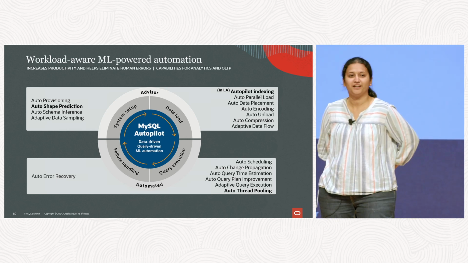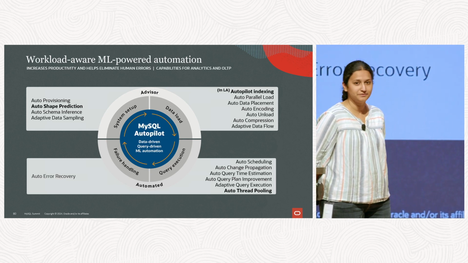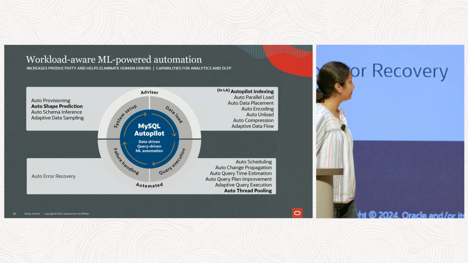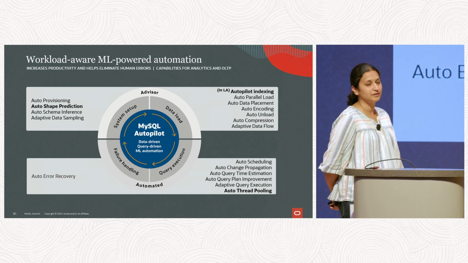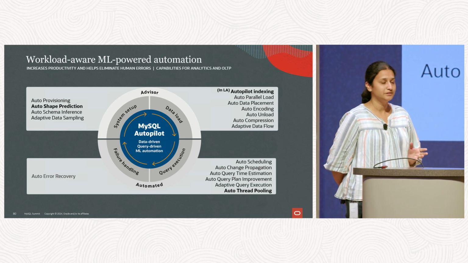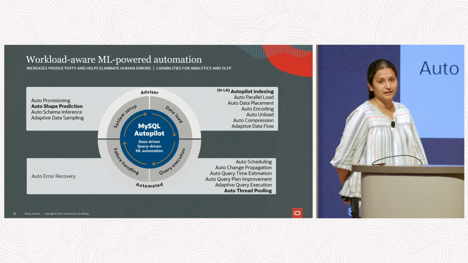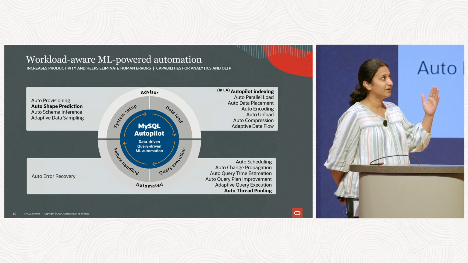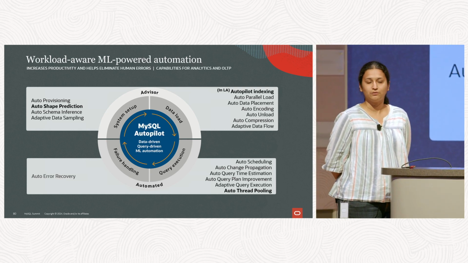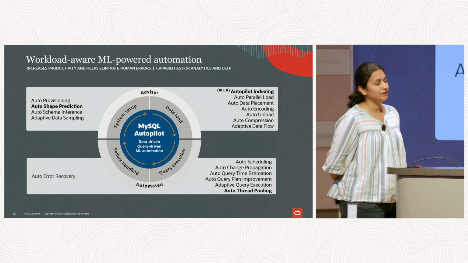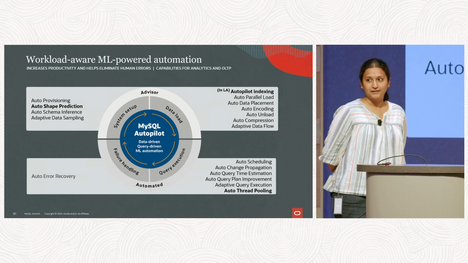Thanks, Mike. Hi, everyone. My name is Urvashi, and I'm part of the MySQL Autopilot team. MySQL Autopilot uses machine learning to automate and optimize various aspects of the system lifecycle. So we have system setup, data load, query execution, and failure handling. I've listed a bunch of the different features that we have, and there's a mix of OLTP and OLAP features. The ones highlighted are OLTP features. Today I'm going to talk about autopilot indexing.